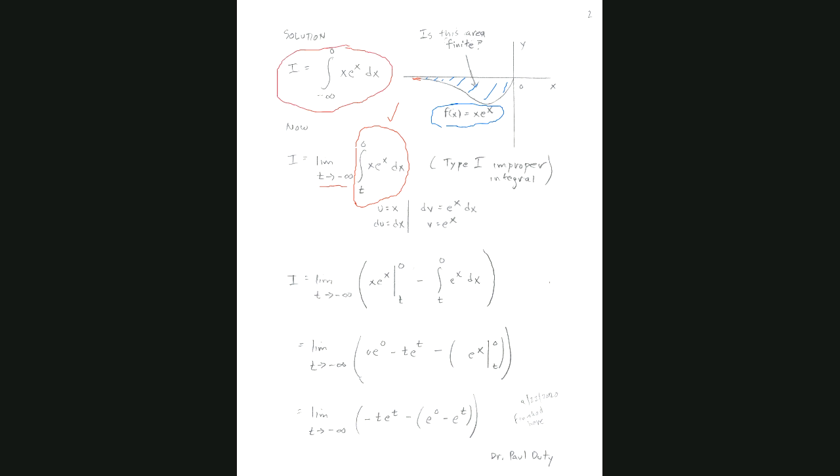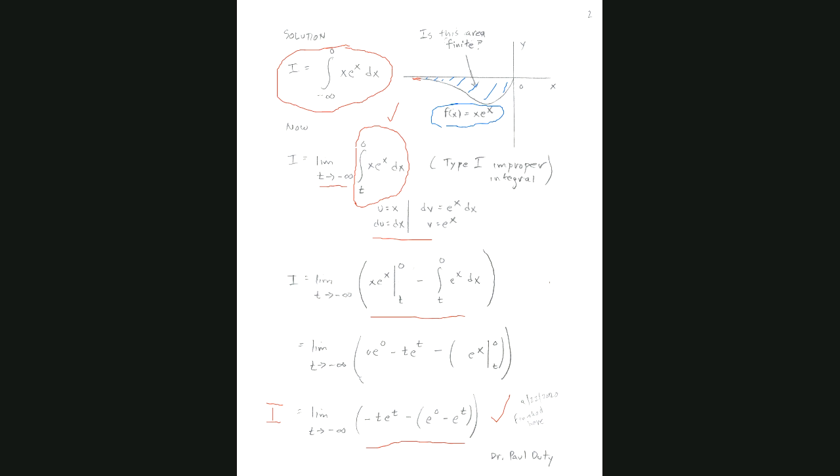Okay, and so we knew that we had to use integration by parts, and when we did integration by parts, we let u equals x and dv equals e to the x dx. Okay, that's what we did, and we did the integration just like we would do a section 5.6 problem. And we got down to here. This is where we finished. So our improper integral I is equal to the limit as t approaches negative infinity of negative t times e to the t minus e to the 0 minus the quantity e to the 0 minus e to the t.